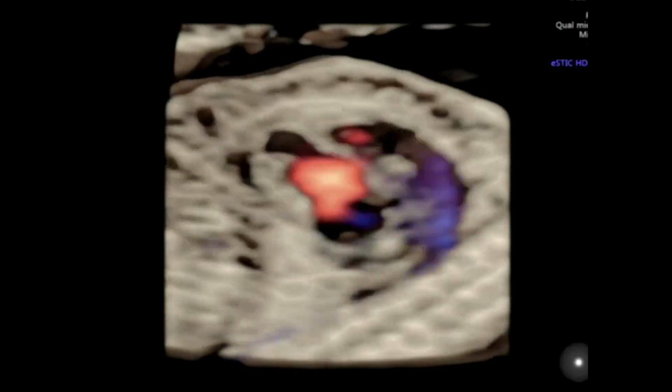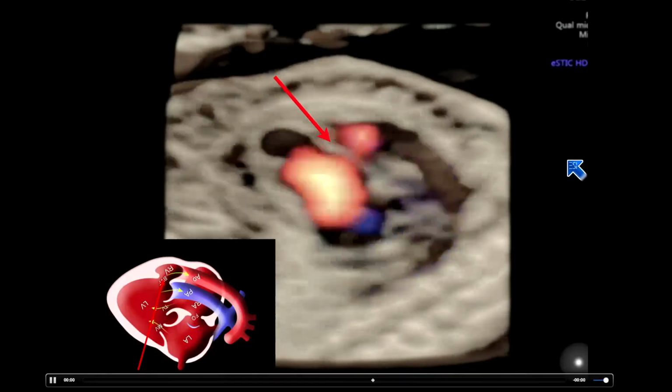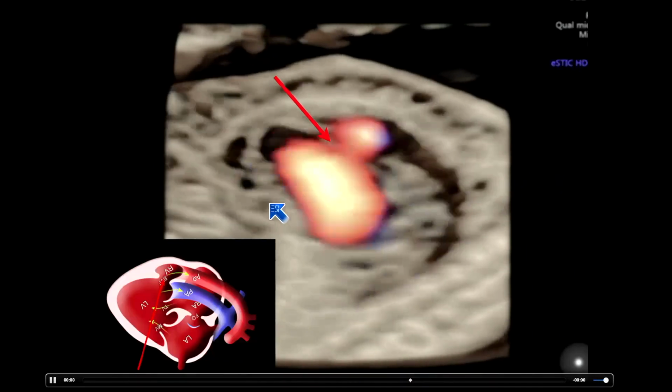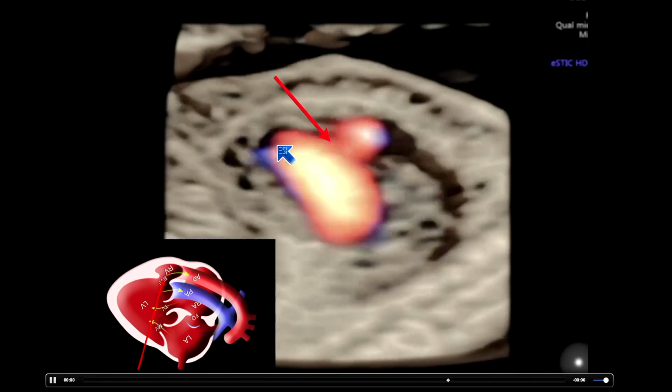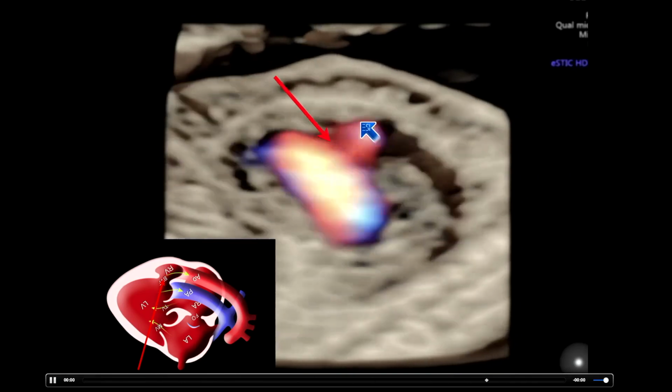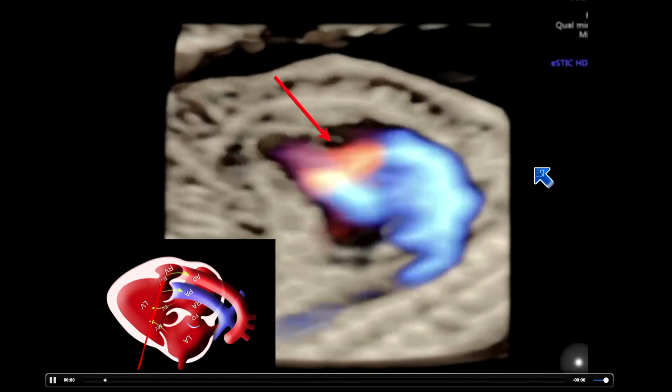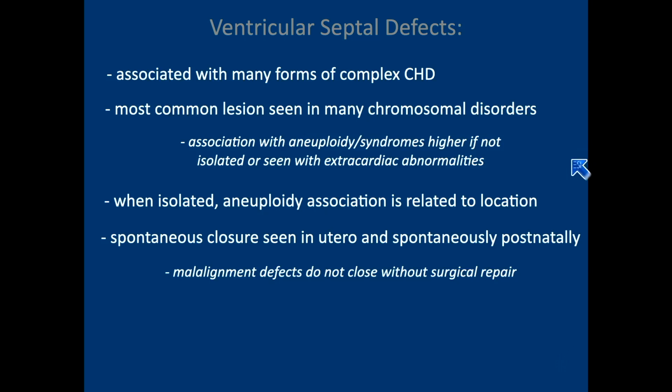And finally, another weird one. This is a double inlet left ventricle. The communication between the larger left ventricle and the rudimentary right ventricle is called a bulboventricular foramen, but here you can see the shunting across that ventricular septal defect.